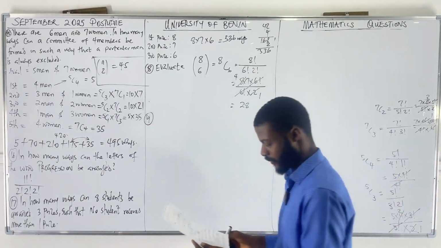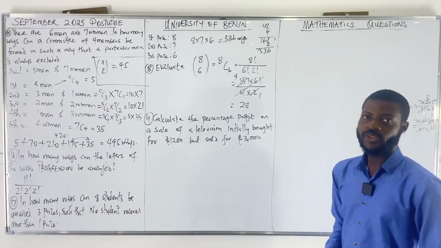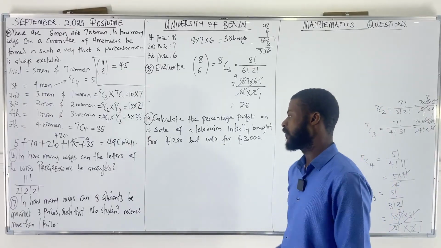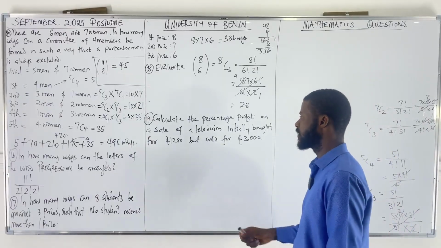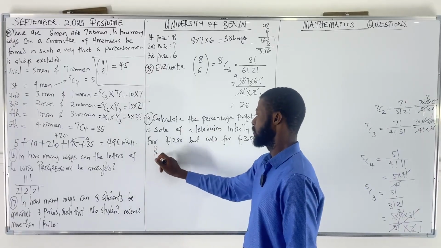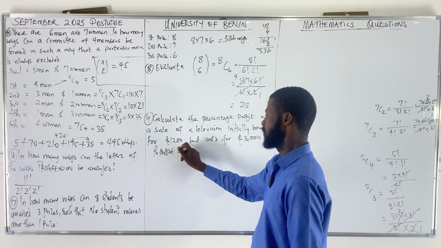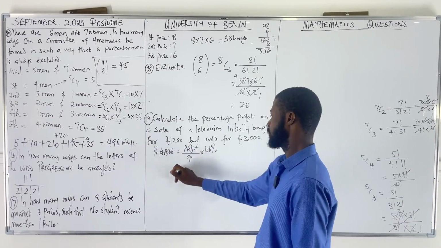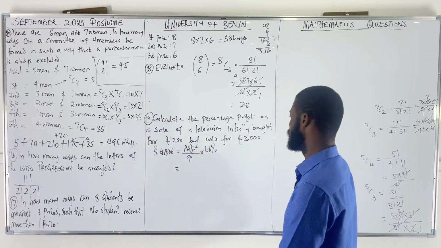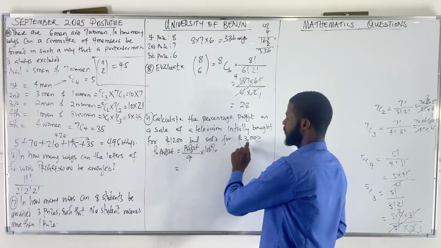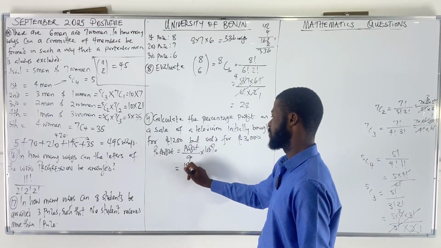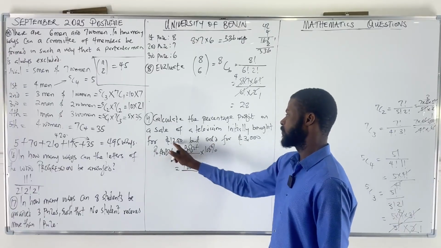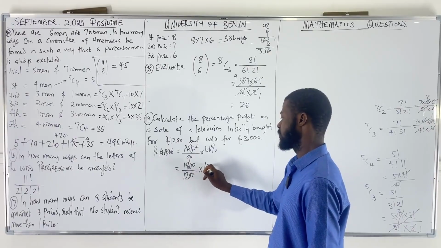Question number 19. Calculate the percentage profit on a sale of a television initially bought for $1,200 but sold for $3,000. Percentage profit is the profit you made divided by the original cost times 100%. The profit is the selling price minus the cost price. How much extra has the person made? The extra is 1,800, because 3,000 minus 1,200 is 1,800. Then the cost price is 1,200, times 100%.